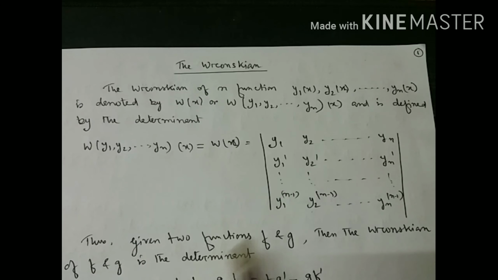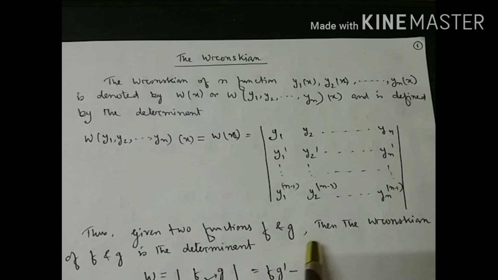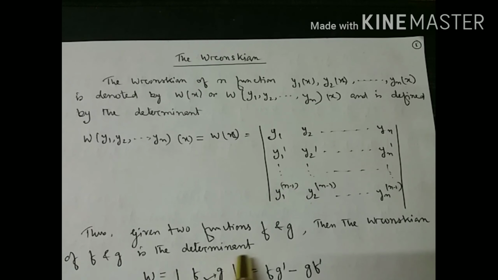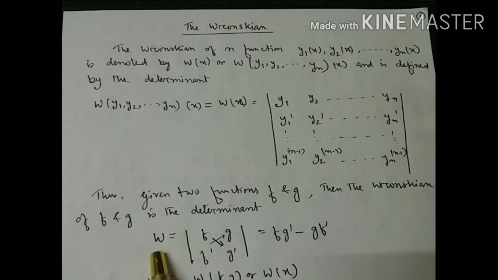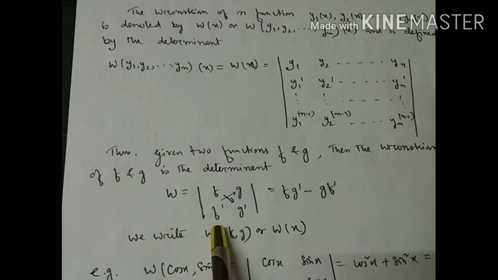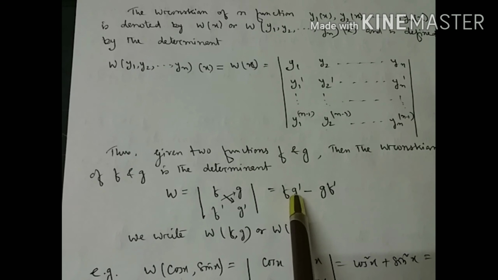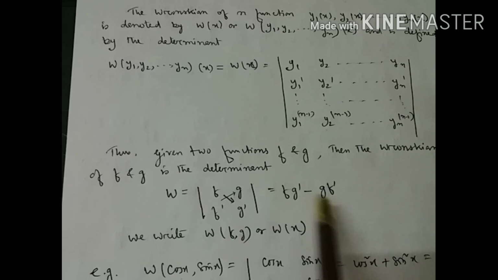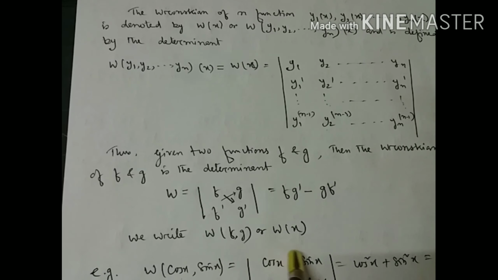For simplicity, we can understand this by taking two simple functions, say f and g. Then the Wronskian of f and g is the determinant with first row f and g, and second row the first derivatives f dash and g dash. Expanding the determinant, we get f g dash minus g f dash. So we write W(f, g), or W(x), right? For simplicity, we can take two functions and the Wronskian can be like this.